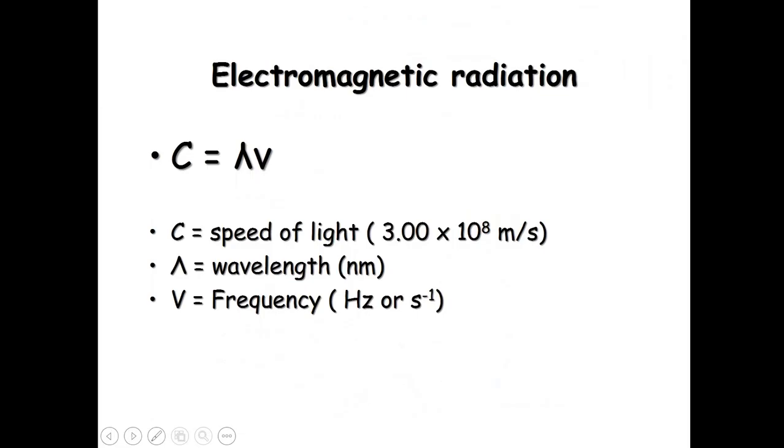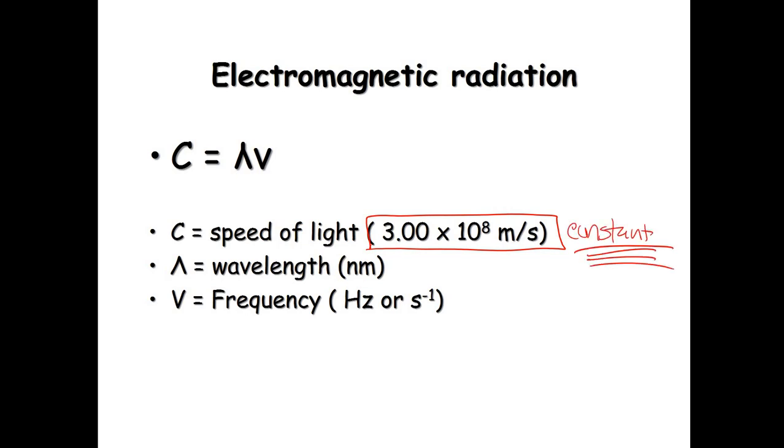So we're going to go through one equation today, and then we'll go through another one tomorrow. Our first equation is C equals lambda V, and this is going to help us calculate our wavelength in relationship to our frequency. Our C is our speed of light, which is always 3.00 times 10 to the 8th. So this is a constant. Never, ever, ever will this change.